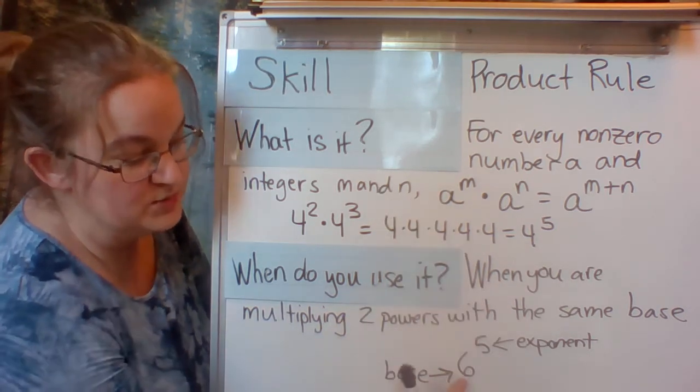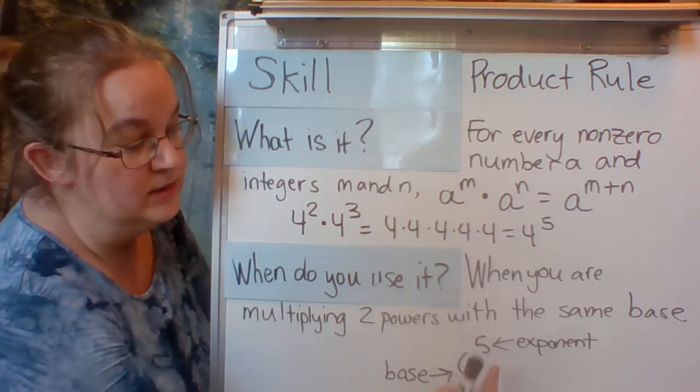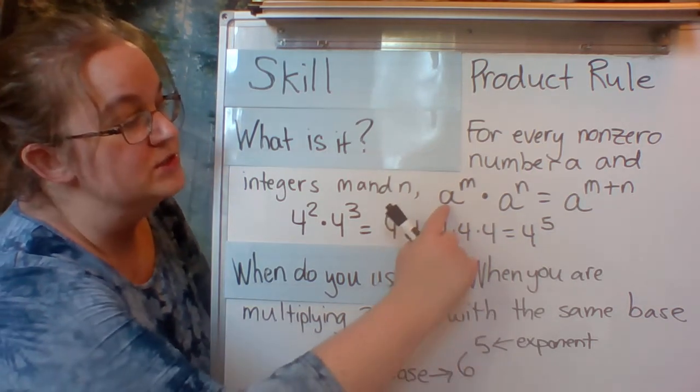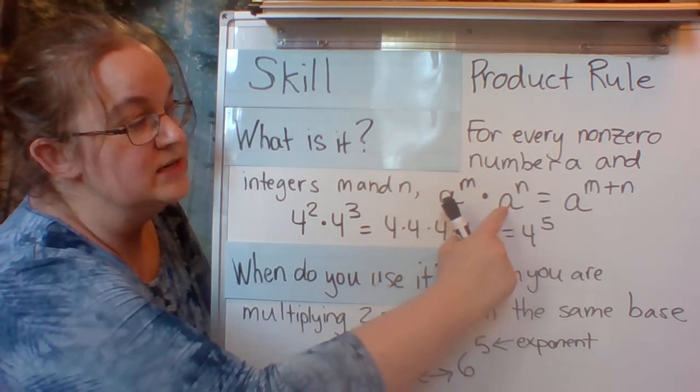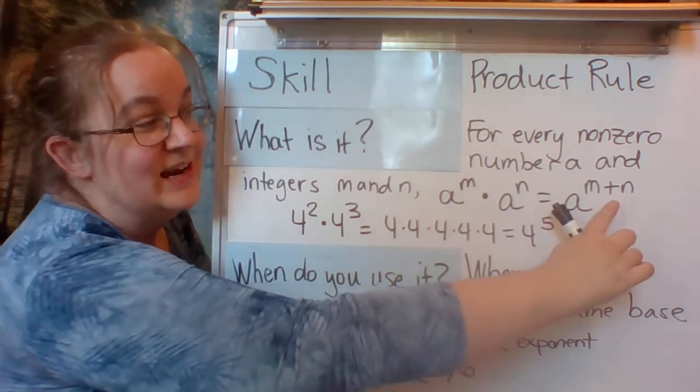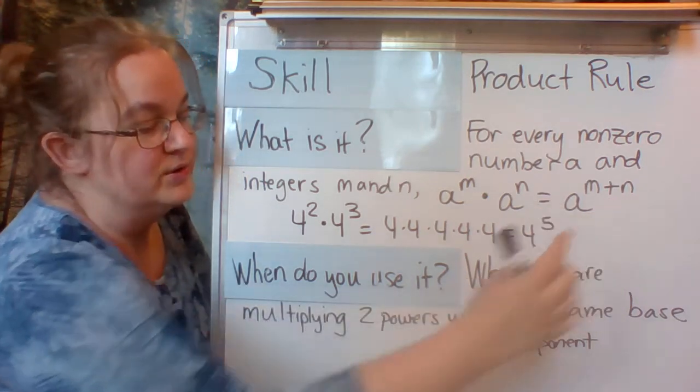Now, the base of an exponent is the number that's on the bottom. The little number is an exponent, and when you put them together, it's called a power. So this is the same base. If they have the same base and I'm multiplying them, I can add the exponents together in order to simplify.